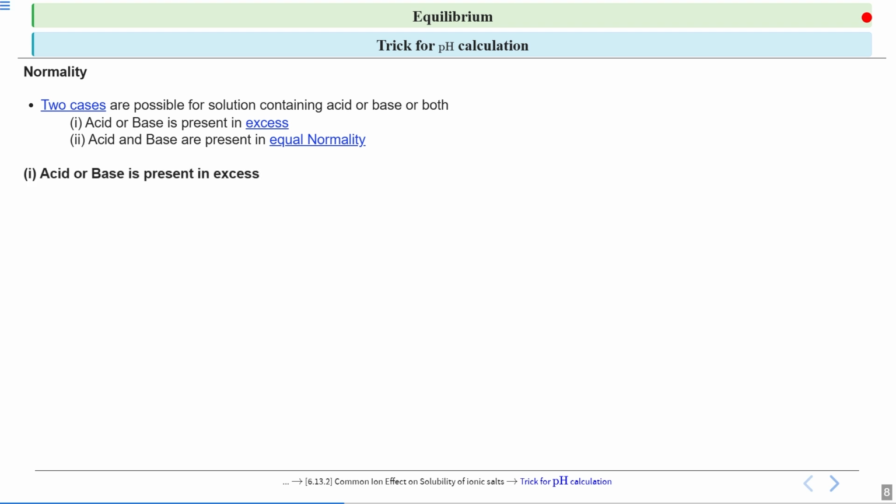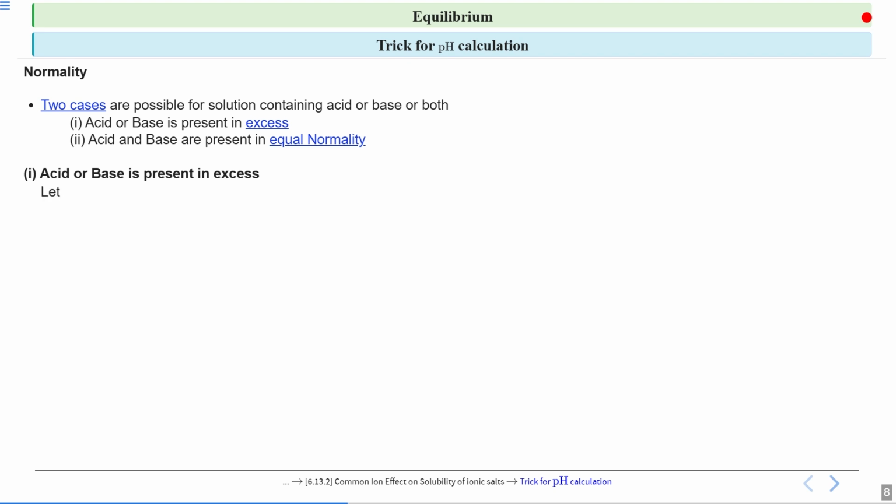Further, we can just take the first case and see what will be the concentration of the excess acid or excess base. Apart from this, we will also see the neutralized part, which is converting into the salt, and what is the concentration of that salt.